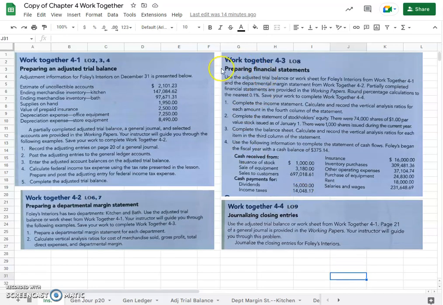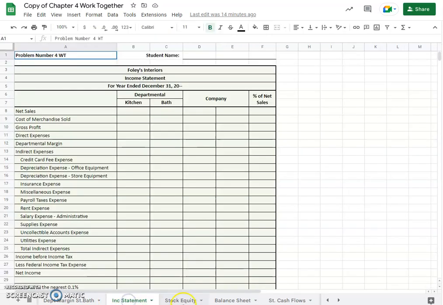Okay, time for Work Together 4-3 from our Century 21 Advanced Accounting textbook by Gilbertson and Lehman. First statement we're going to prepare is our income statement and prepare vertical analysis ratios for it once you're done. So we just did the departmental margin statements in 4-2 and now we're on 4-3. So we'll start with our income statement. We have two departmental columns for kitchen and bath.